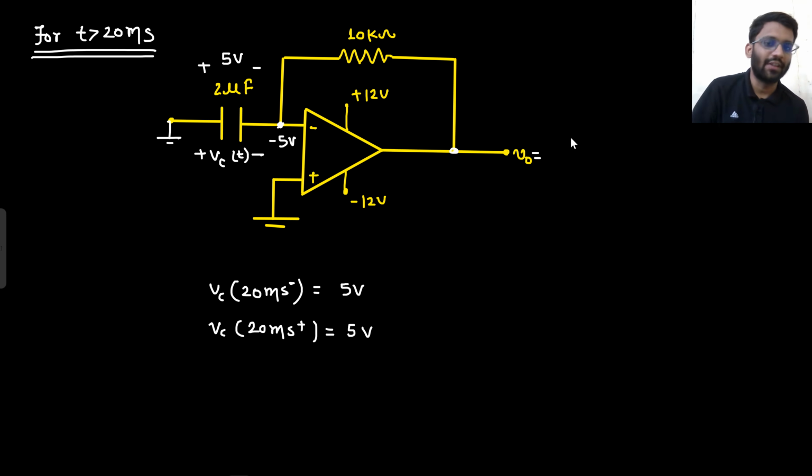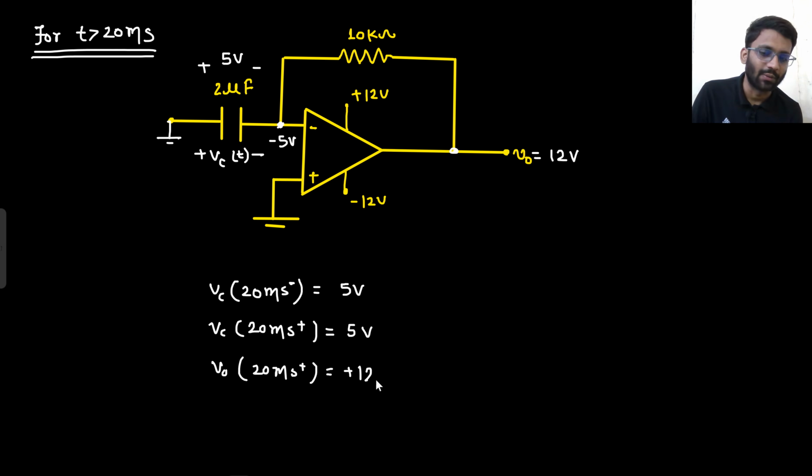And if this is minus 5 volt, what will be your V naught? V naught will be plus 12 volt. So your V naught at 20 millisecond plus is plus 12 volt. Say yes or no. What was happening? Your capacitor was already charged to 5 volt. The input is gone. The capacitor cannot lose its voltage instantaneously. So if input is gone, the Vx node will go to minus 5. If Vx node instantaneously goes to minus 5, then your V naught goes to plus 12. Now your output is saturated.